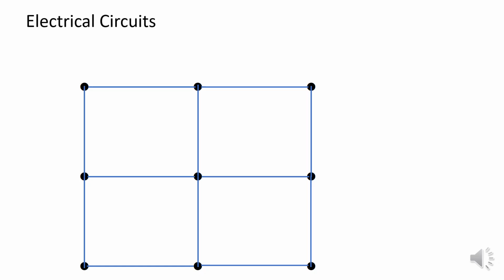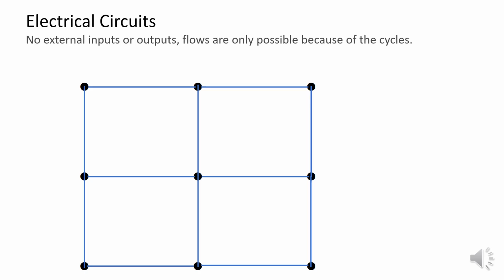Now we will go to the topic of electrical circuits. In an electrical circuit, generally there are no external inputs or outputs. The flows are only possible because of the cycles in the network. So it's only because of cycles that you have flows in the network. You don't consider any possible external inputs or outputs.